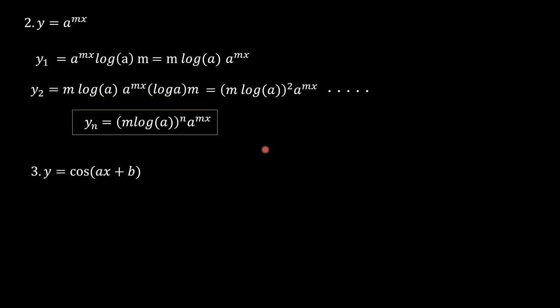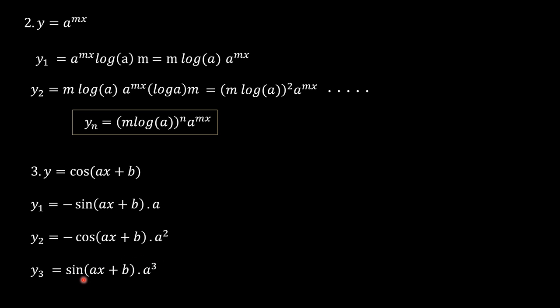Last standard function, y is equal to cos of ax plus b, where both a and b are constants. We'll find its successive derivatives. What is the differentiation of cos of ax plus b, students? It is minus sine of ax plus b, and then the differentiation of ax plus b is nothing but a. The corresponding second order derivative is minus cos of ax plus b multiplied with a square, and the third order derivative is sine of ax plus b into a cube.